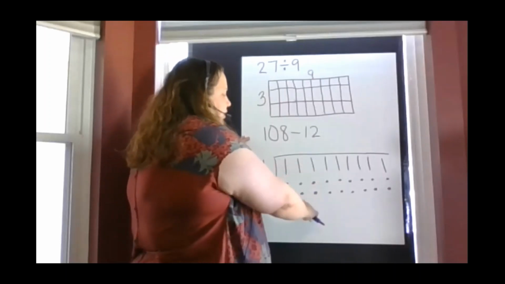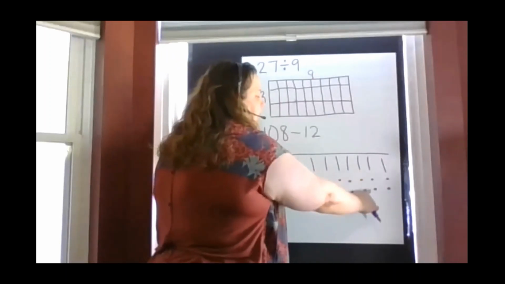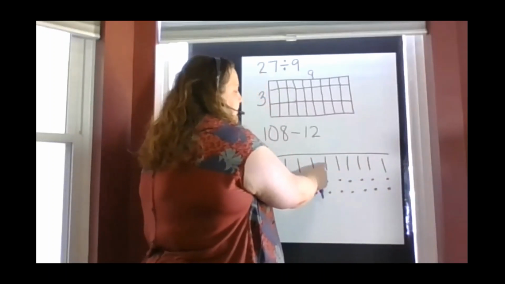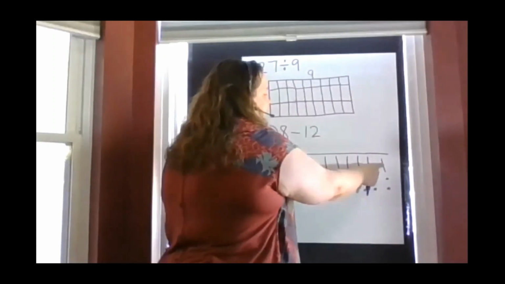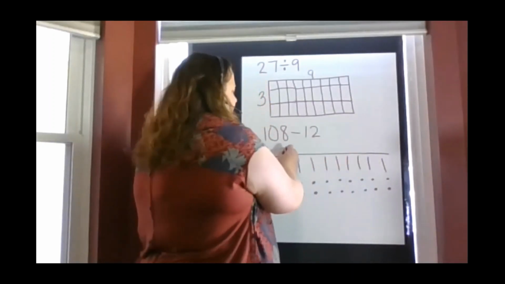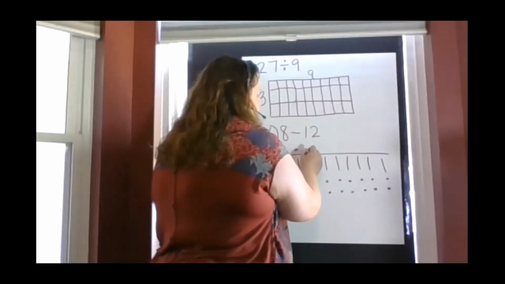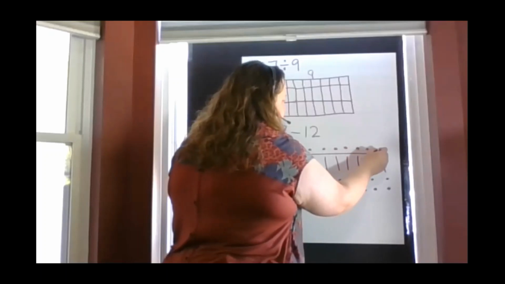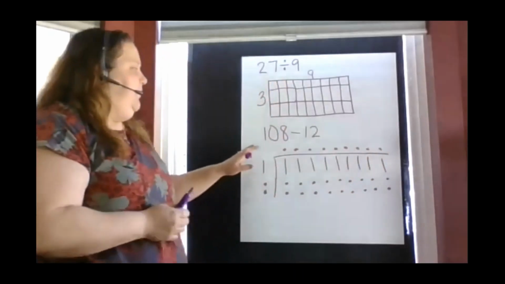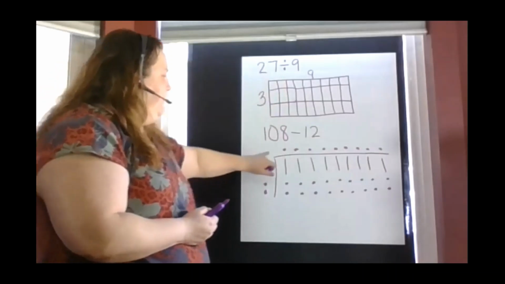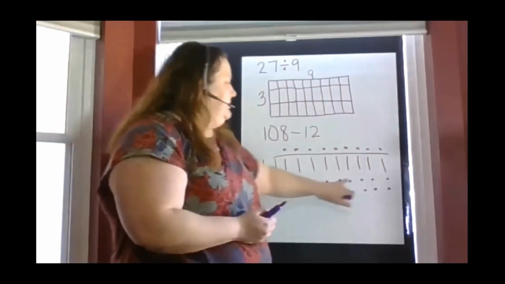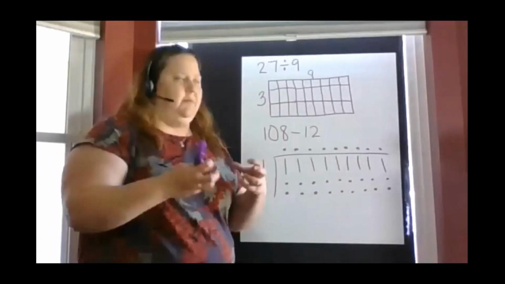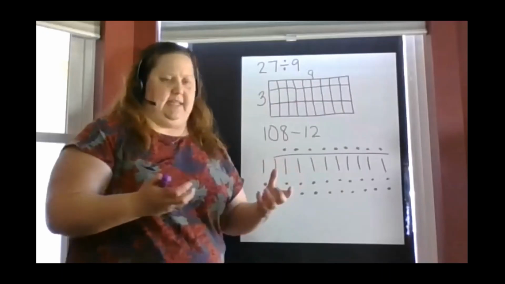And so now I have all these groups of 12. How many 12s made 108? So I can count them up. 1, 2, 3, 4, 5, 6, 7, 8, 9 made up my... I could put them up here. So if we flip this back around, 12 times 9 equals 108. So there's a lot of parts to keep together here, especially when you're using those base 10 blocks.